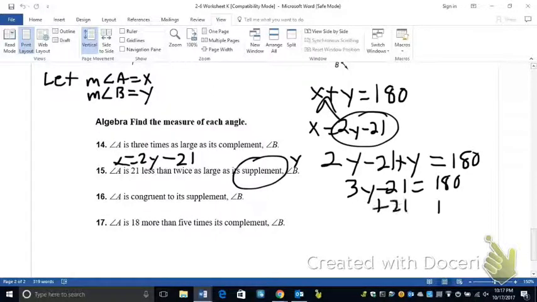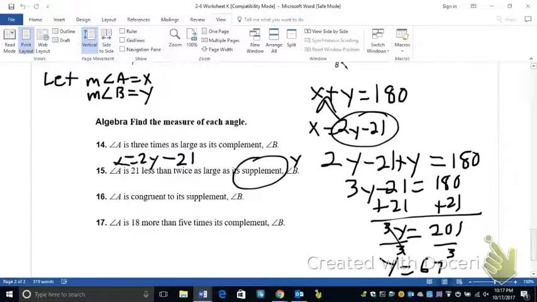We're going to use the addition property of equality to add 21 to both sides, and we get 3y equals 201. We're going to divide both sides by 3, and we get y equals 67. So again, I should be able to plug that 67 into either one. I'm only going to do one of them this time, but trust me, it actually does work out both ways. You can do it if you want to, just to check.